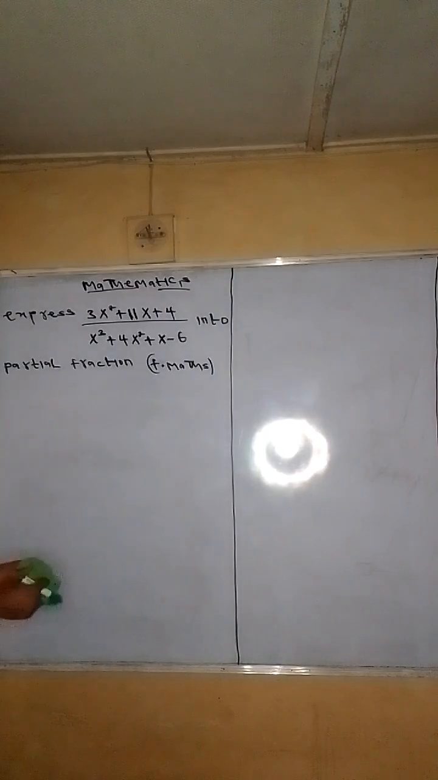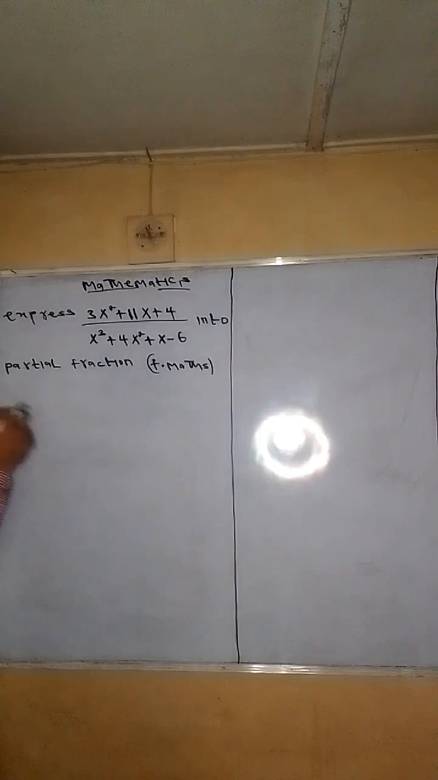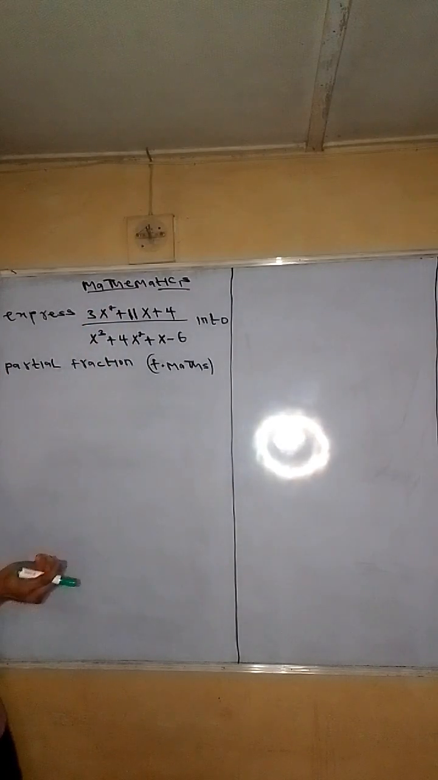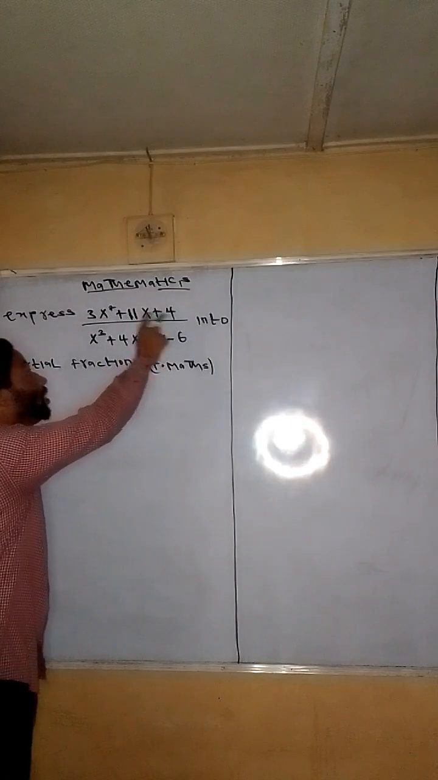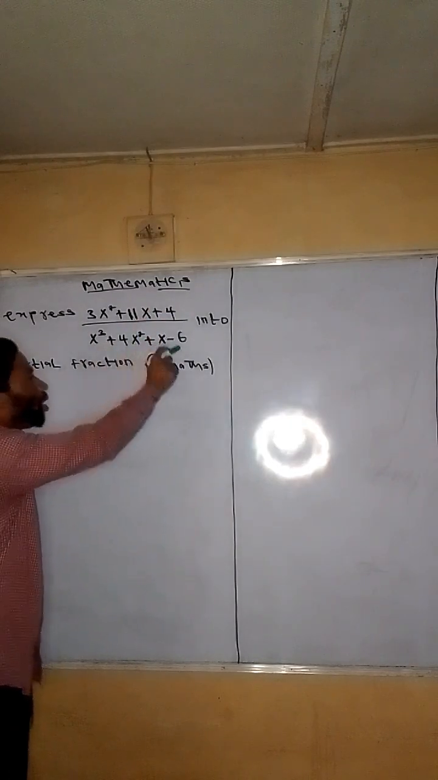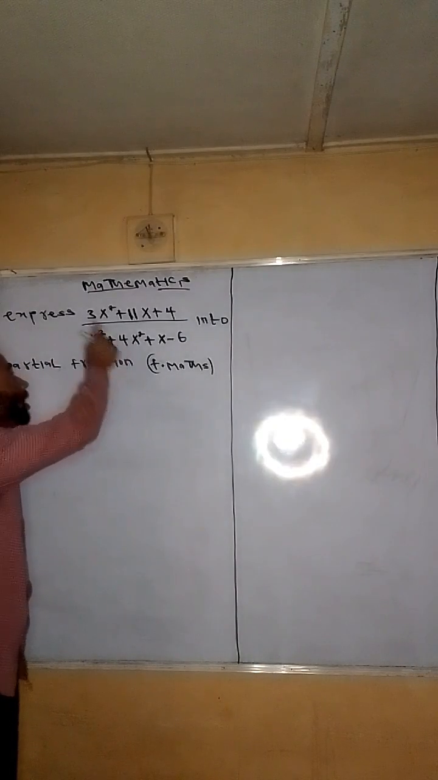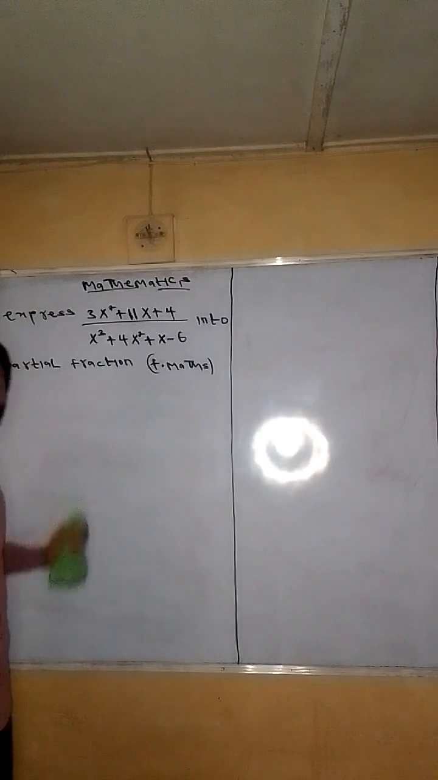Please take note that when you want to resolve or express any given function into partial fractions, you must make sure that the function is a proper fraction. It must be a rational function. A fraction is proper when the degree of the numerator is smaller than the degree of the denominator. So when the degree of the denominator is bigger than the degree of the numerator, the fraction is said to be a proper fraction.